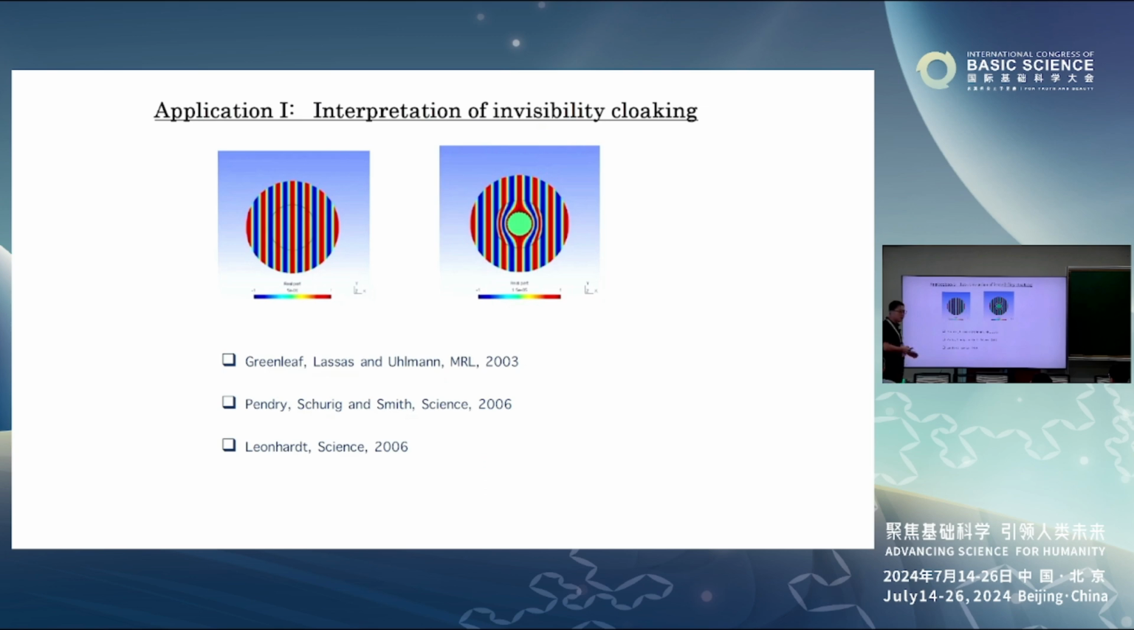All right. So now let's consider some applications of our theoretical finding. The first one is that we give a new interpretation of invisibility cloaking. This is known from the physical literature. This is a cloaking technique. The blue region is the target object, say for example the aircraft.